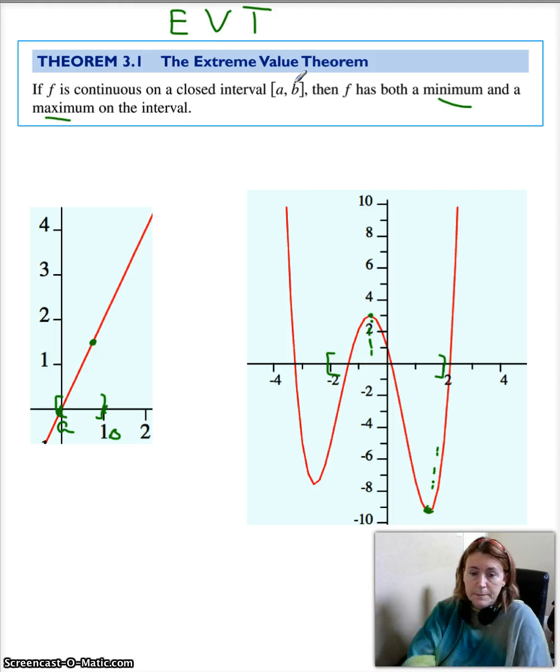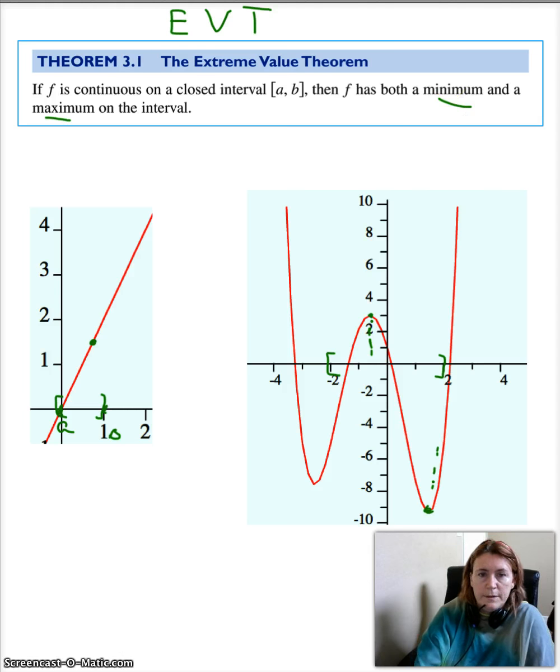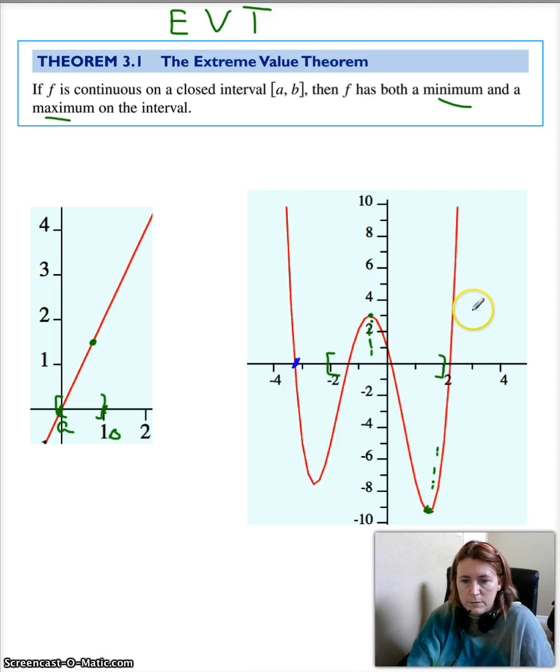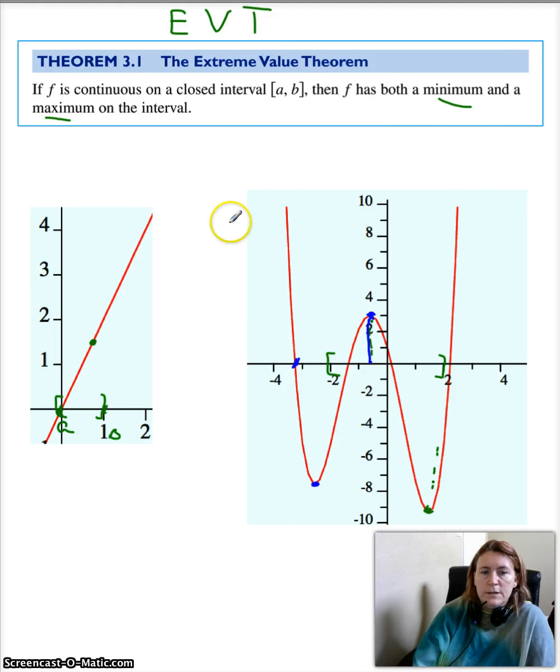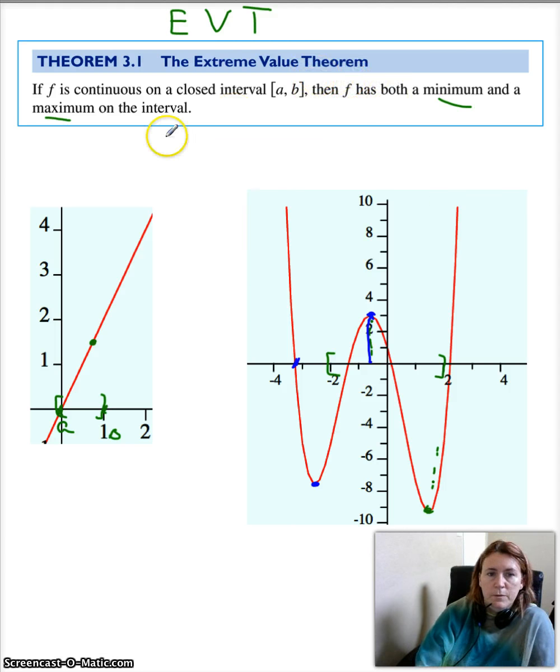Now, is it possible for the max or the min to be an endpoint? Well, of course. Suppose we go from this point right here to this point right here. Then the minimum on this interval is here, and the maximum is at our endpoint. So you need to make sure you check your endpoints when you're doing the extreme value theorem, because this is a closed interval.